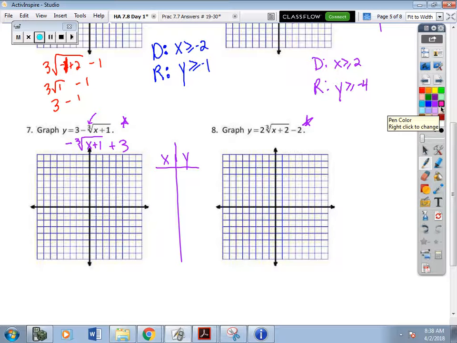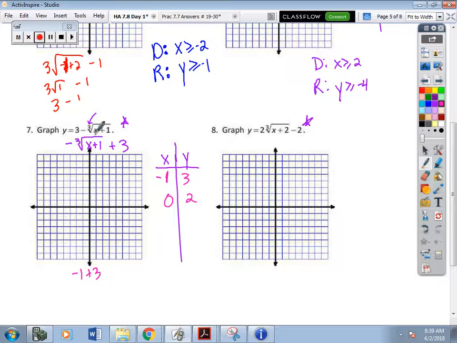Alright, so let's maybe start with plugging in numbers. Negative 1. Negative 1 plus 1 is 0. Cube root of 0 is 0. And 0 plus 3 is 3. Let's plug in 0. 0 plus 1 is 1. The cube root of 1 is 1, but there's a negative up front. So that's negative 1 plus 3 will be 2.